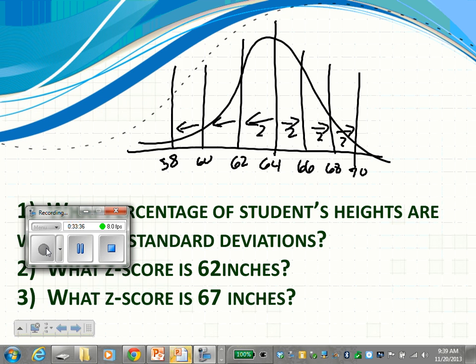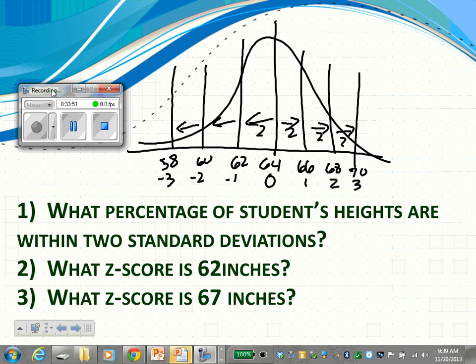I encourage you, please go ahead and draw your 0, 1, 2, 3, and your -1, -2, -3, because you'll need to associate that with your z-scores. Okay? So, question number 1. What percentage of students' heights are within 2 standard deviations?